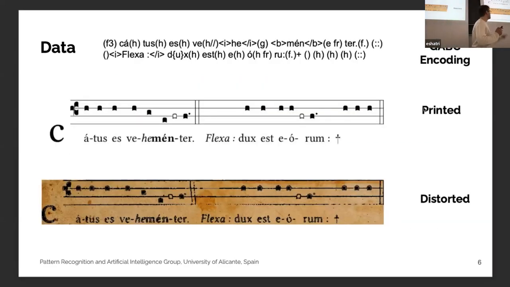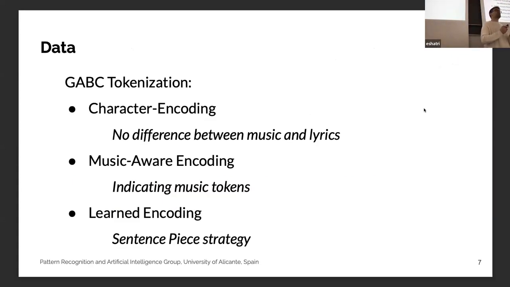This is the data we've been using. Here we have the printed version, which is rendered using the Gregorio LaTeX rendering tool. And then we built a distortion tool that uses blurs. Well, it applies multiple distortions to the source to have a more realistic feel of the image. Another important step here is how we treat the GABC to ingest it in the neural network. So we tried different encodings. The first one is the character encoding. It doesn't differentiate between whether it is a lyric token or a music token. Then the music-aware encoding, which differentiates between the two sources. And then the learned encoding, which uses the sentence-based structure.